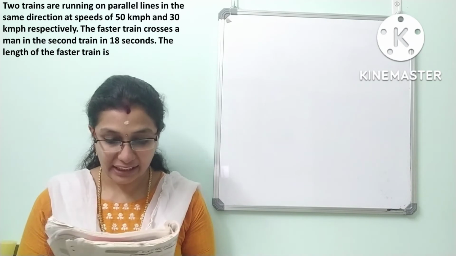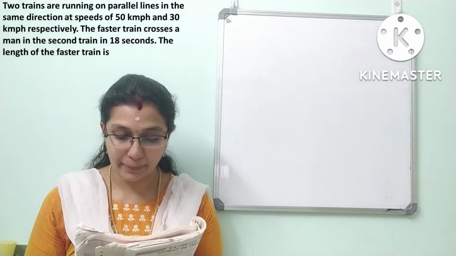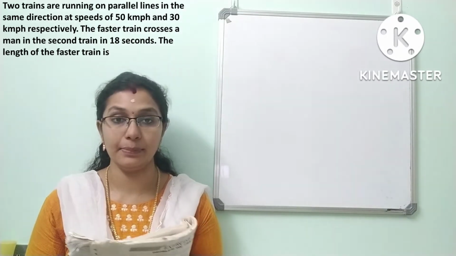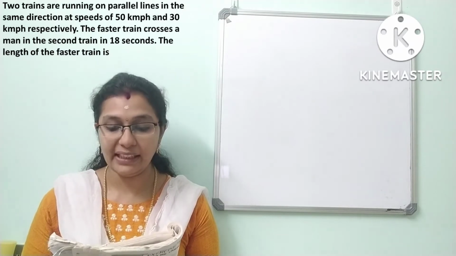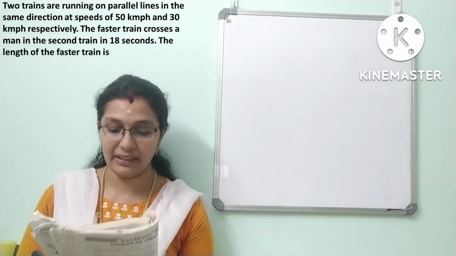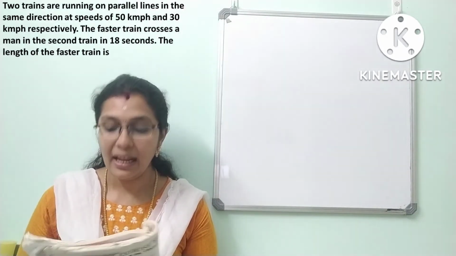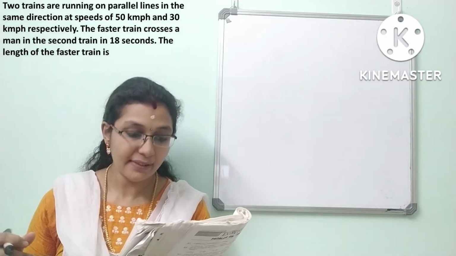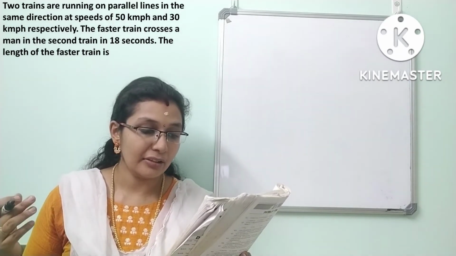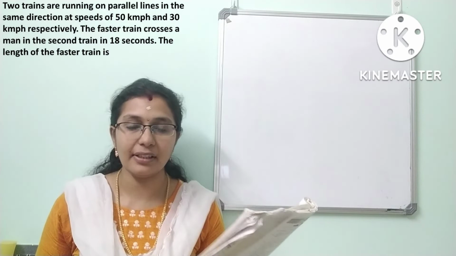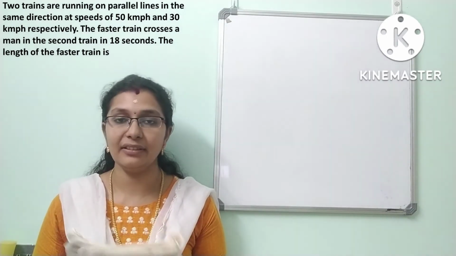Two trains are running on parallel lines in the same direction at a speed of 50 km per hour and 30 km per hour respectively. The faster train crosses a man in the slower train in 18 seconds. The length of the faster train is? So here two trains are moving in the same direction and they have given the speed of both the trains, and they say the faster train is crossing a man in the slower train in 18 seconds. The length they are asking.